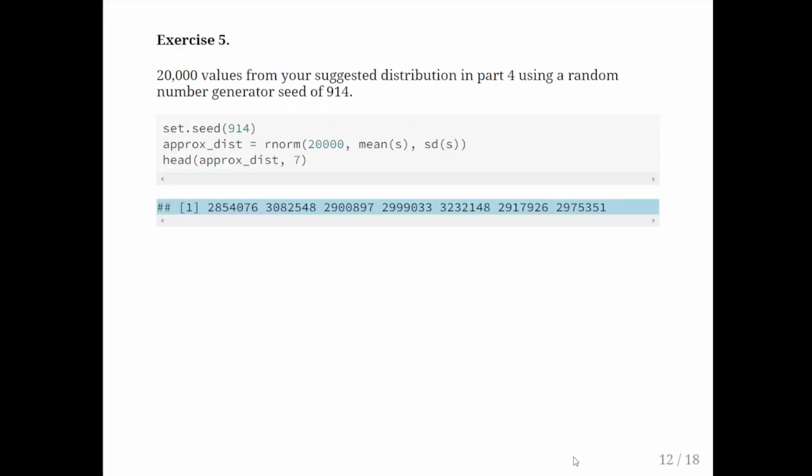Now, this is where I'm picking up. So what we have to do here is simulate 20,000 values from your suggested distribution in part 4 using a random number generator, seed of 914. So essentially what we're going to do here is see if an approximate normal distribution will fit this data as readily as what we have determined empirically.